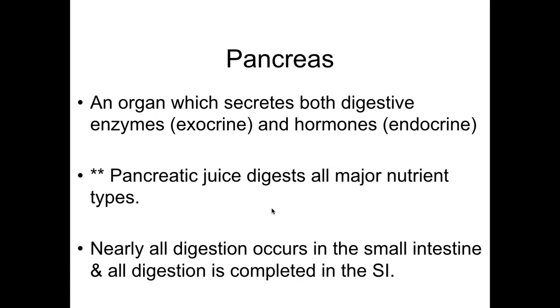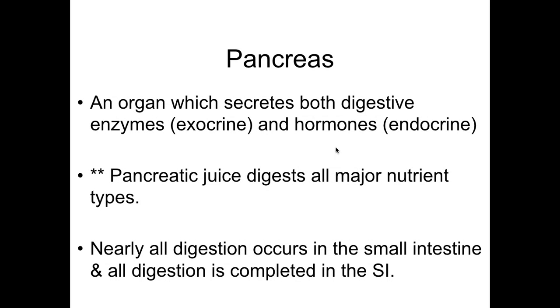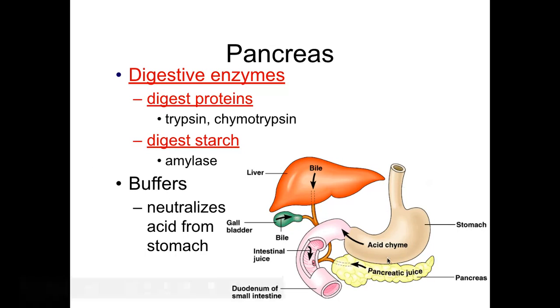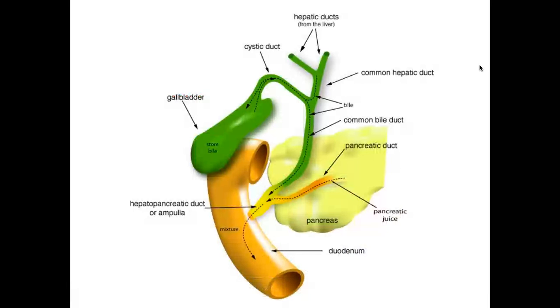Pancreas, it secretes both digestive enzymes and hormones. It breaks down all major nutrient types. So it's dumping juices in the beginning of that small intestine, the duodenum. So again, here's that picture from earlier: the pancreas, the bile in the liver, the gallbladder, the storage. You're dumping all those juices in the duodenum. That's why they're important in digestion, for breaking down all the things we need to break down.